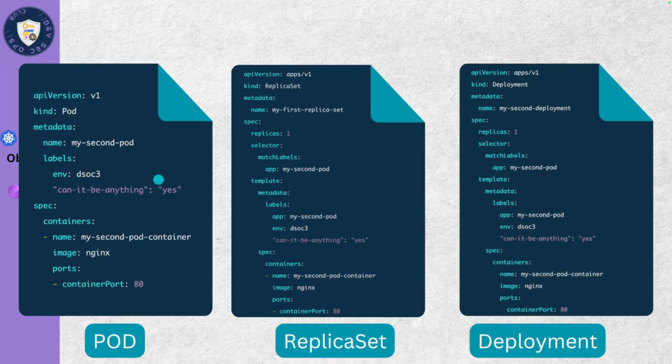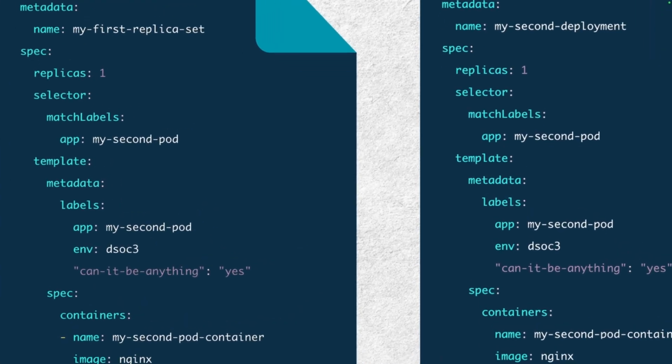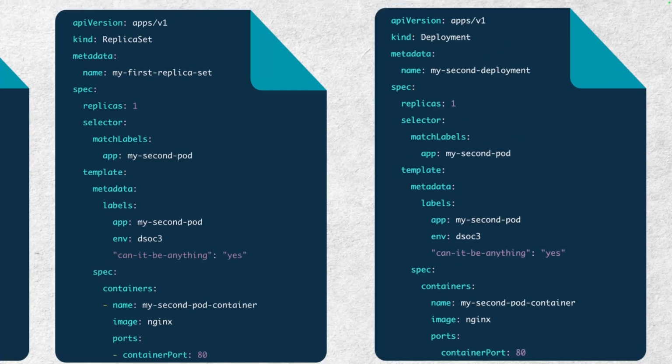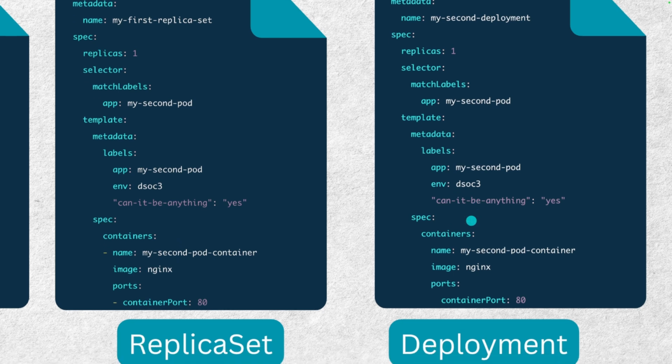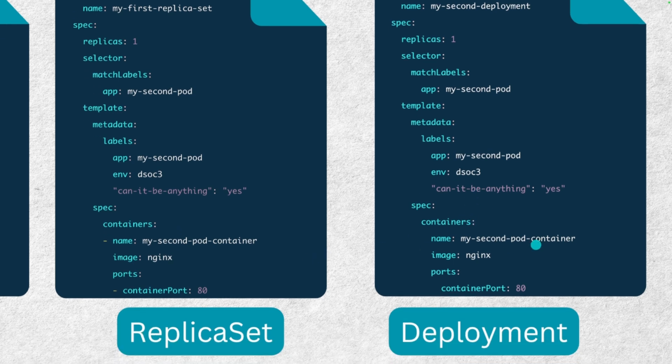So whatever important thing you perform, you just put this part over here. And then if we see, the deployment also has the same. Let me compare these two sections for you. Template and template, metadata, labels, my second pod, can it be anything? Yes. And the specification is also the same. So if you see, both files are the same, right?